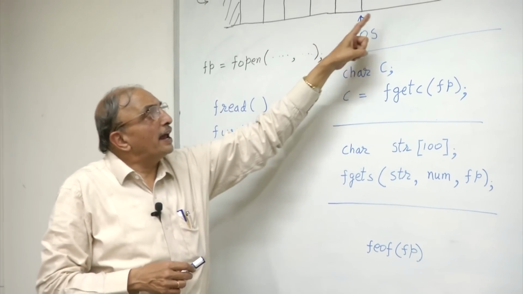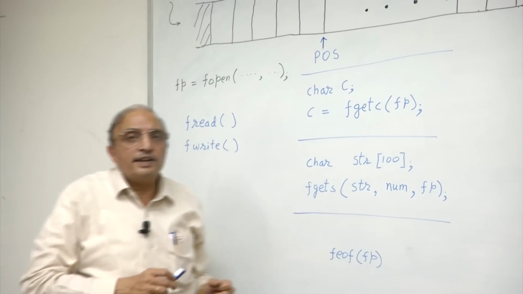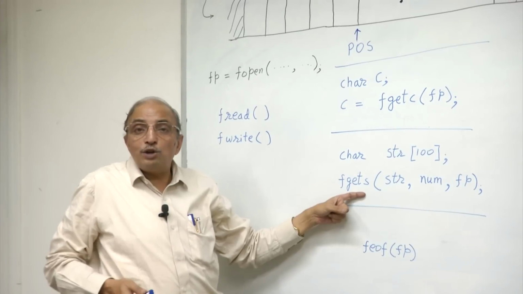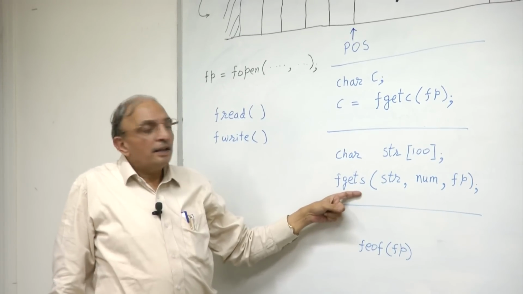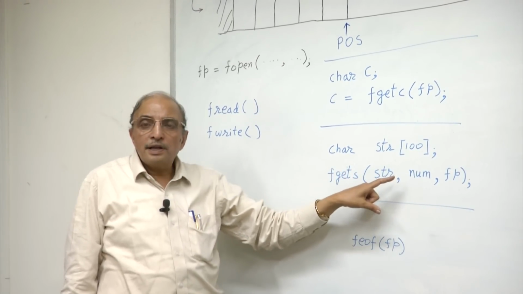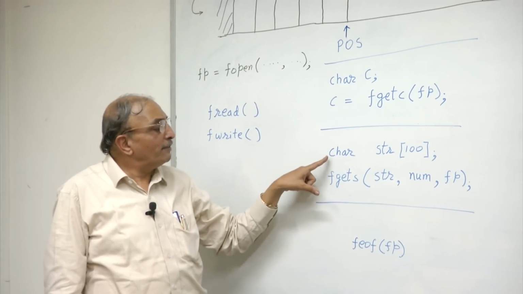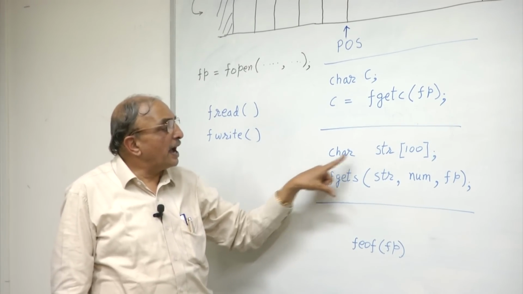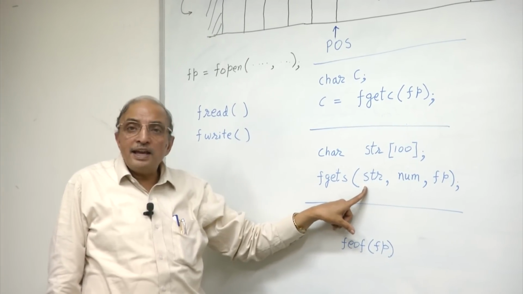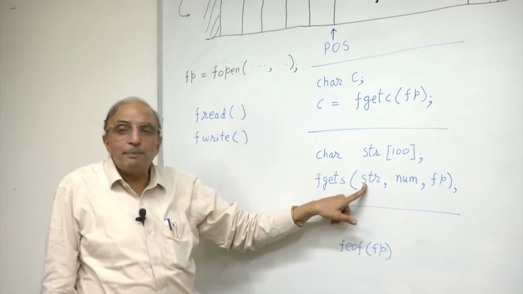If you want to read not one character but a sequence of characters, or a string, then such a string is read using another function called fgets. It is very similar to gets. The way you write it is to say fgets with three parameters. The first parameter is a string pointer, such as you get when you declare a character string, let us say char str[100]. This is an array. Please remember that the name of the array is nothing but a pointer to the 0th element of that array, and therefore it is a character pointer.